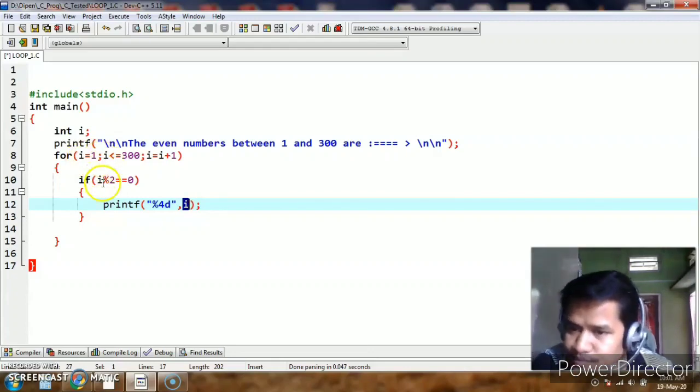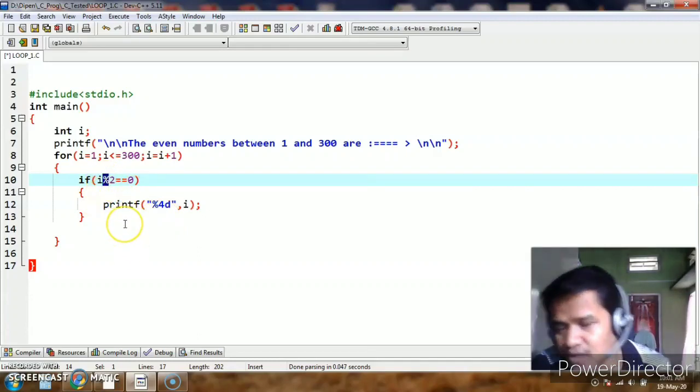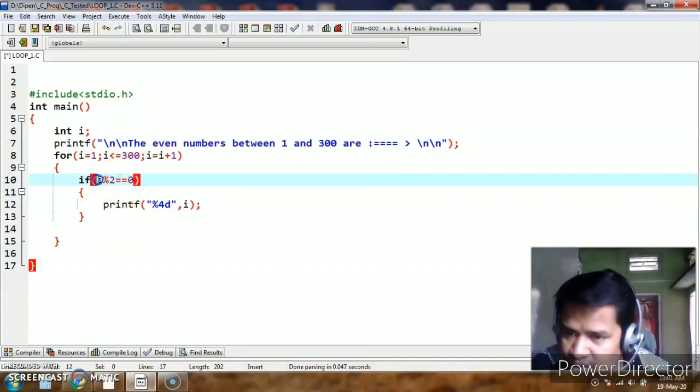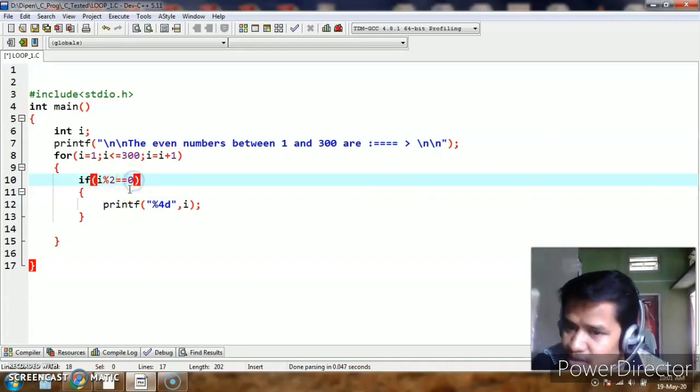i becomes 2. 2 is divided by 2. This percentage symbol is actually a remainder operator. So when the remainder operator is used for this purpose, the next value of i is 2, and 2 is divided by 2. The value becomes 0, so it is a true statement. 2 ones are 2, there is nothing to remain. So the left side will be 0, the right side is already 0. So 0 is equal to 0.